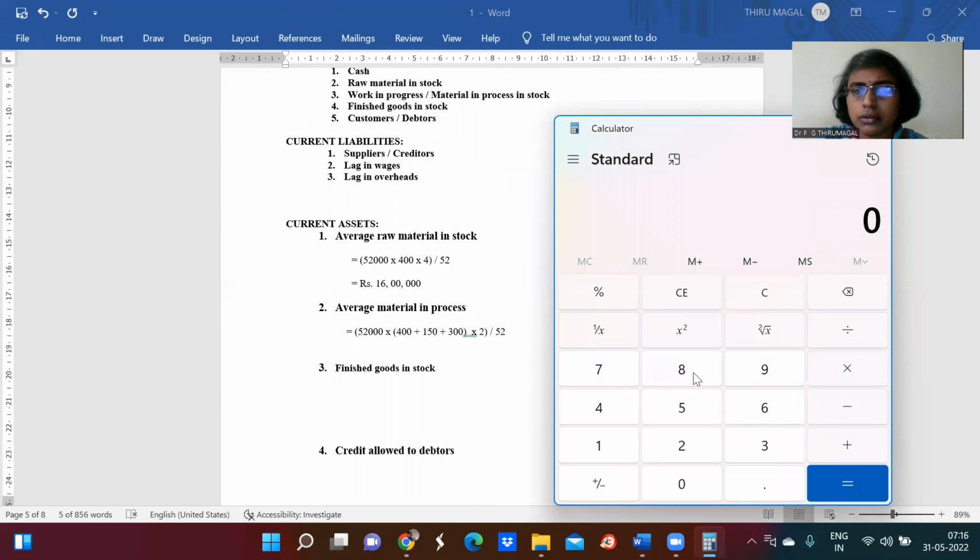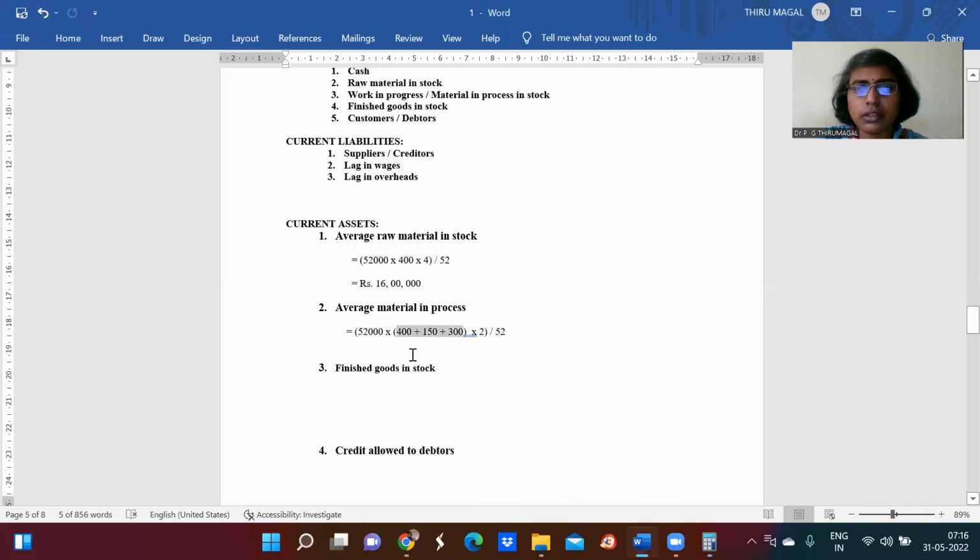So now 52,000 should be multiplied with 850. We'll get this value, and that should be multiplied with the 2. We'll get this value, and this should be divided by 52. We'll be getting 17 lakhs. So the value of work in progress is 17 lakhs.